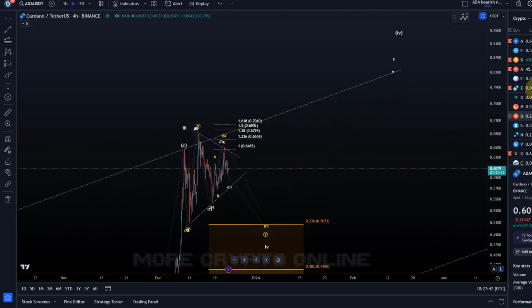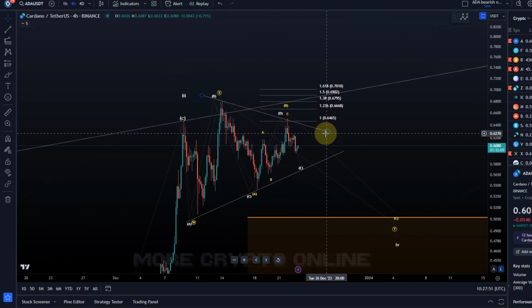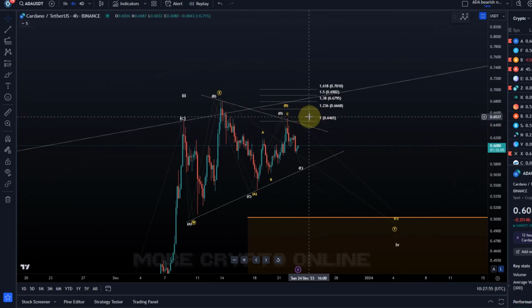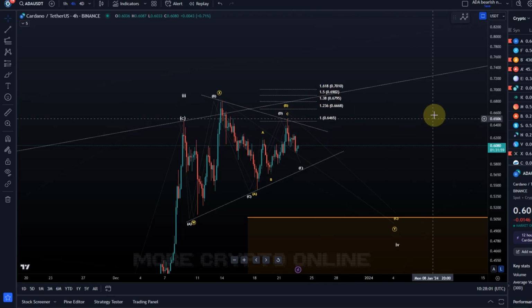One breakout confirmation would not only be the descending trend line once that's broken, but a break above what I have labeled here as white wave D at 65.1 cents. As soon as we get above that level, we could reach those next targets that I indicated. That's my update about ADA.